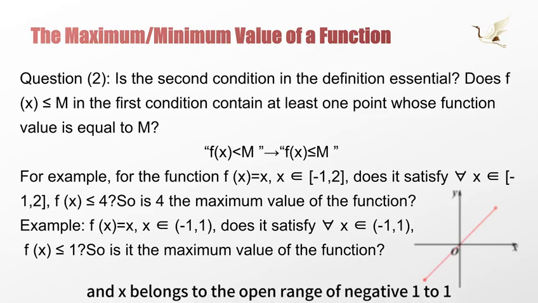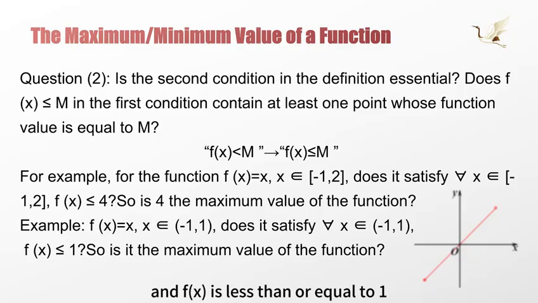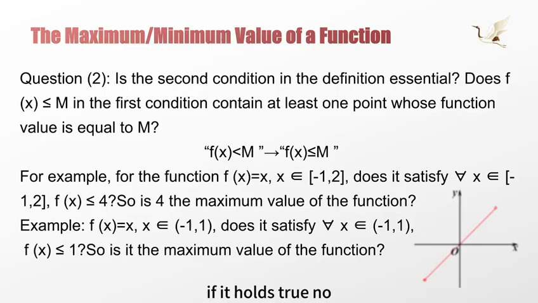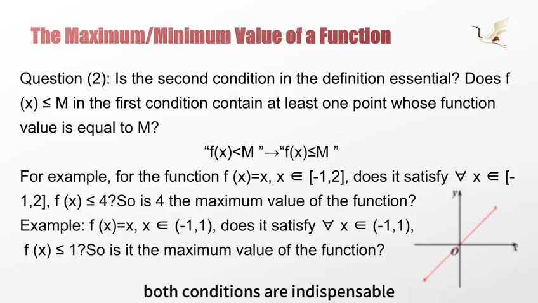Let's take another look at the function f(x) equal to x, where x belongs to the open interval (-1, 1). Does it satisfy that for any x belonging to (-1, 1), f(x) is less than or equal to 1? Is 1 the maximum value of this function if it holds true? No. It can be seen that in the definition of the maximum value of a function, both conditions are indispensable.